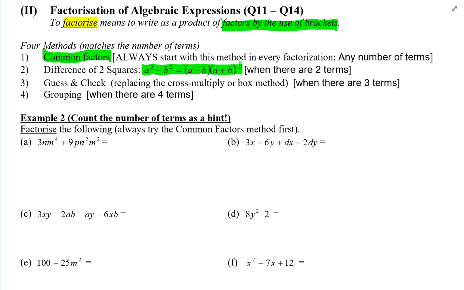Third method, if the first 2 methods have been done or cannot be used, you will need to use your guess and check method or the box method, which you all learn as the multiplication frame. I will show you the multiplication frame later. Last but not least, if all the methods don't work, there is one method called the grouping method, and this only applies when there are 4 terms. So watch out for the 4 methods which I've highlighted for example 2 below.